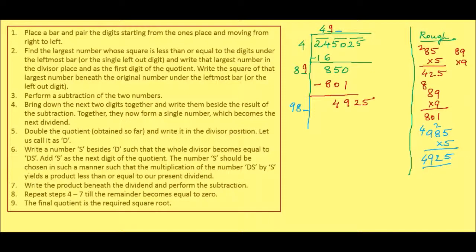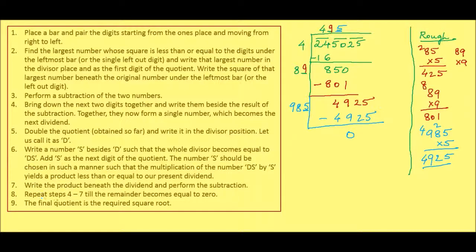So we have got 4925, which is our present dividend. Therefore, the S will obviously be equal to 5. And we should write 5 over here as well. And we have to write the product over here. Write the product beneath the dividend and perform the subtraction. So we perform the subtraction, which is equal to 0. The remainder is equal to 0. The result of the subtraction is equal to 0.